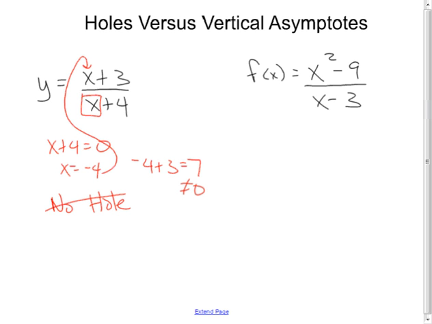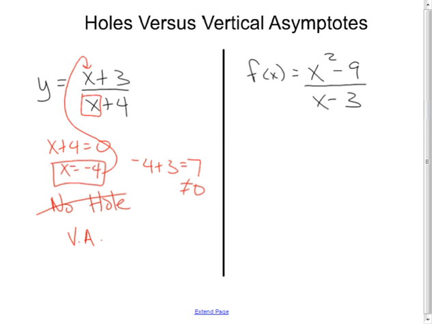Not even kind of worth stating. It's really a vertical asymptote. And the equation of that vertical asymptote would be x equals 4. Excuse me, x equals -4. So there's a place where the denominator is equal to 0 by plugging in -4, but not the numerator. So it's not a hole.